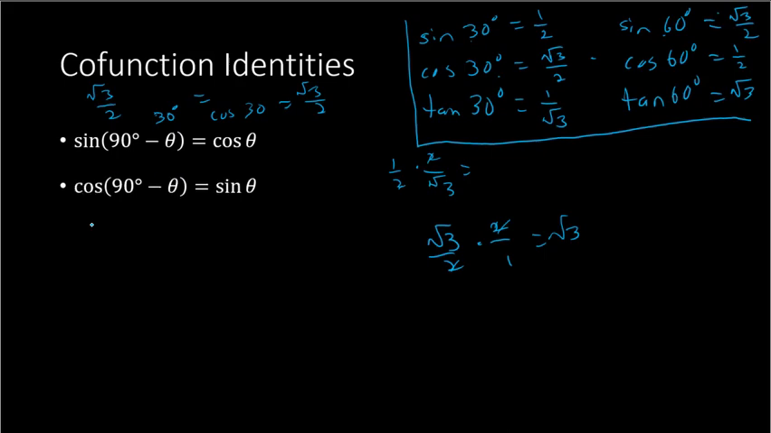And the opposite is also true with cosine and sine. So if you do cosine of 90 minus theta, that would equal the same thing as sine of theta. So again, if you plug a 30 degrees here and a 30 degrees here, that would be cosine of 60, that's 1/2. Sine of 30 is also equal to 1/2.